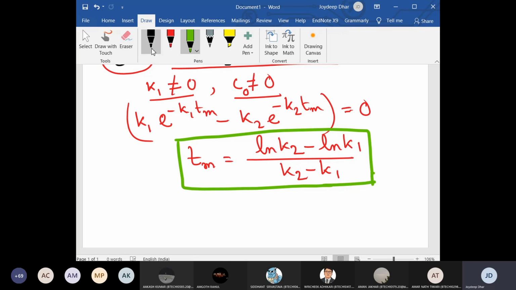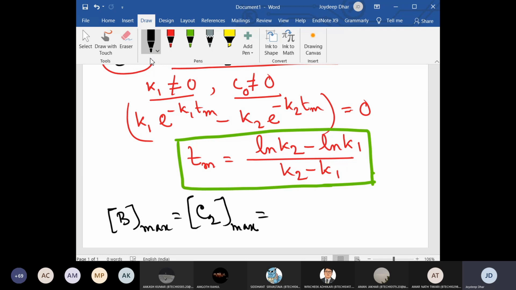And what will be the maximum concentration of B? That is B max, that you can say, as I already told, is C2 max. C2 is the concentration of B component, and if you put the value of Tm in the equation, you will get C naught times... This one also you have to calculate. You can try this derivation at home, K2 by K1 minus K2.